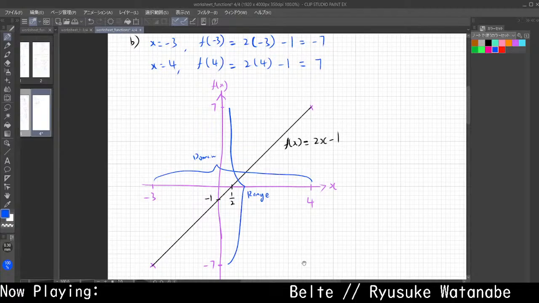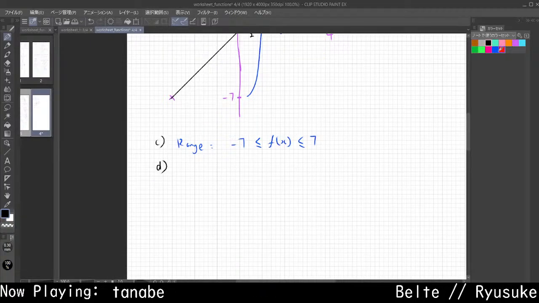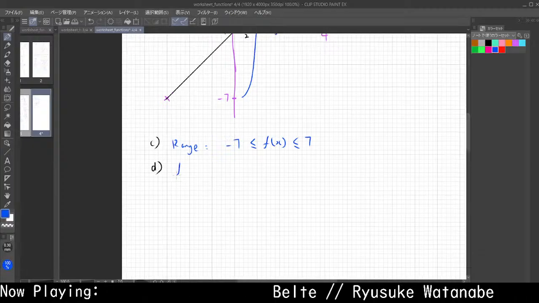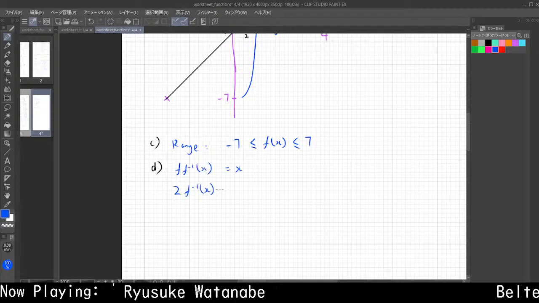Okay, this is C. State one answer will do. Next, find the inverse f inverse of x. Okay, find the inverse. This is just 2x minus 1. The inverse is relatively easy. So f inverse equals x. Take 2x minus 1, substitute x with f inverse.